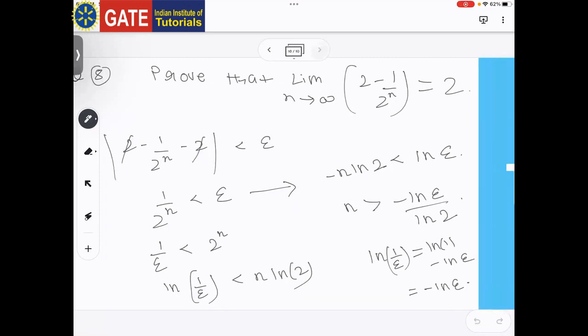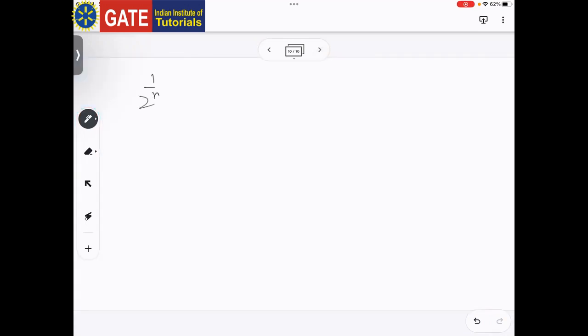There is one more way you can also do it. We have 1 by 2 raised to the power n, which is lesser than 1 by n. So you can choose n is greater than 1 by epsilon. So you can choose your capital N to be 1 by epsilon also. No issue, because it is about the tail.